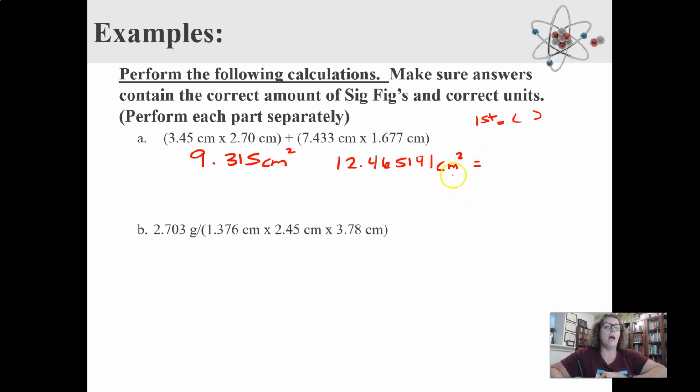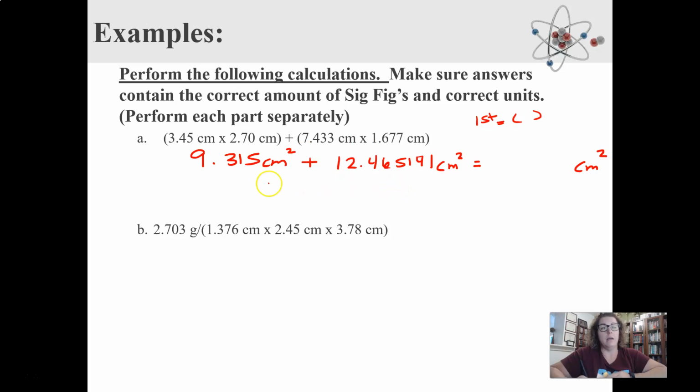Okay? So now here comes the adding. So I'm going to take these 2 numbers, I'm going to add them together. And when you're adding units, you need to make sure that the units are the same. So I do have centimeters squared over here, centimeters squared, and I'm going to be adding that. So now here comes my final answer. I will have centimeters squared, but now here comes the sig figs.